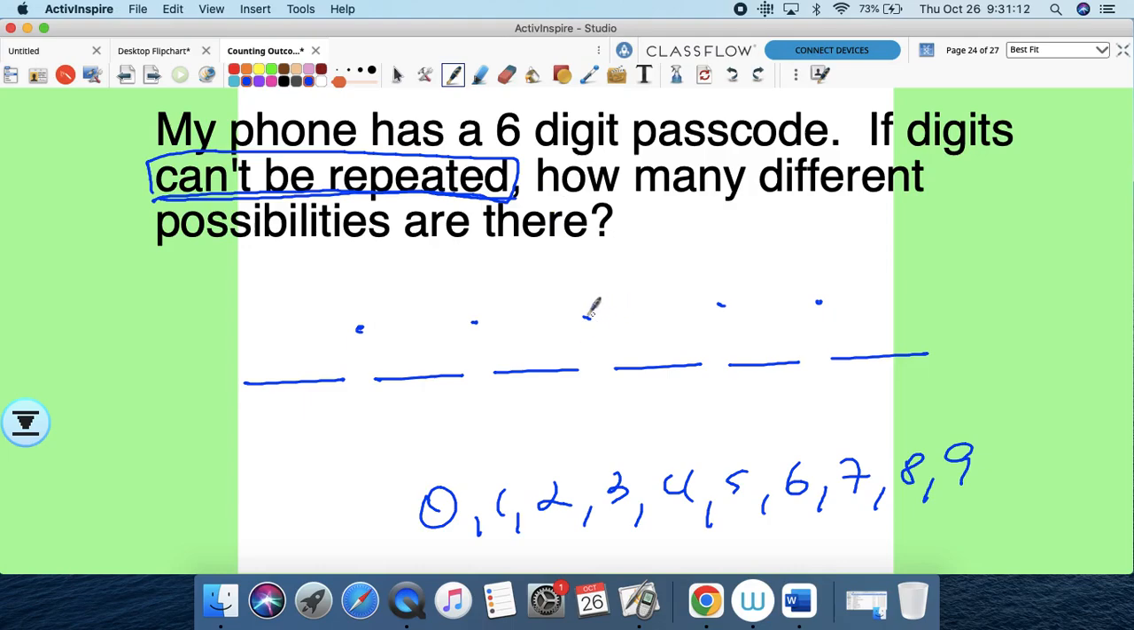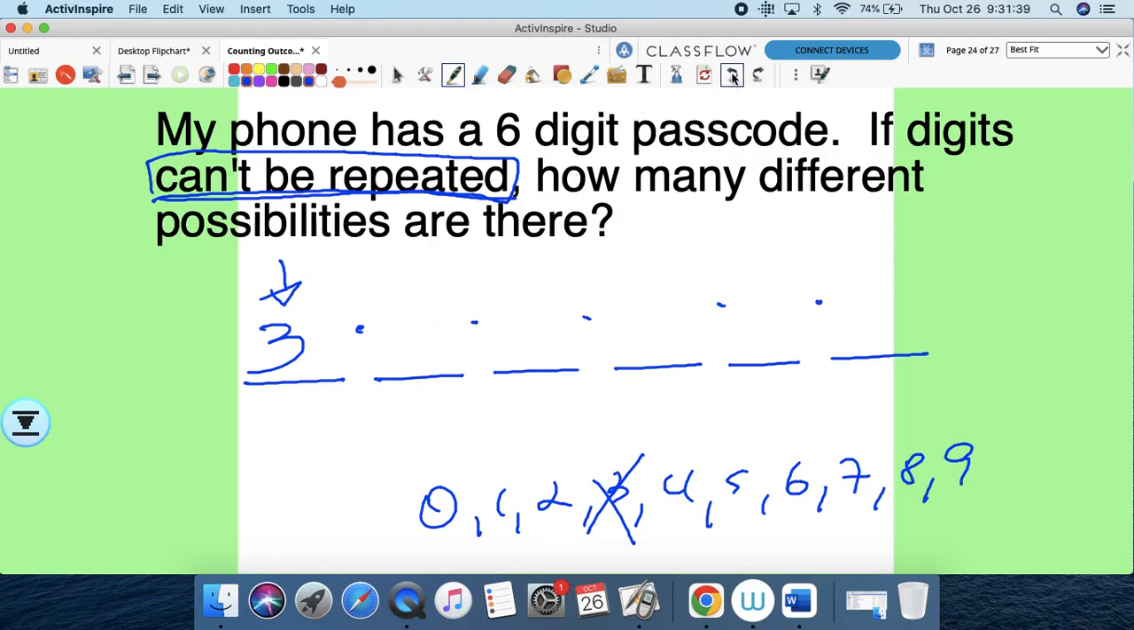So once you use it, you can't use it again. So over here, what can I put? Well, I have 1, 2, 3, 4, 5, 6, 7, 8, 9, 0. I can put any of those numbers. So let's say I use 3. If I use 3, I can no longer use it. So when I go for the second spot here, how many choices do I have? I don't have 10 choices anymore. I have 1 less, right?